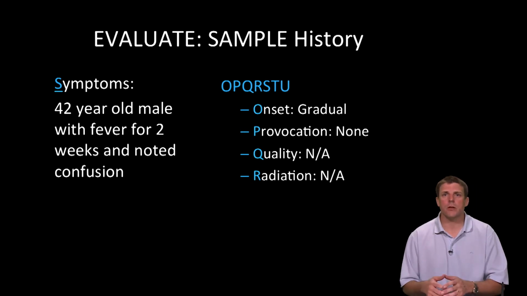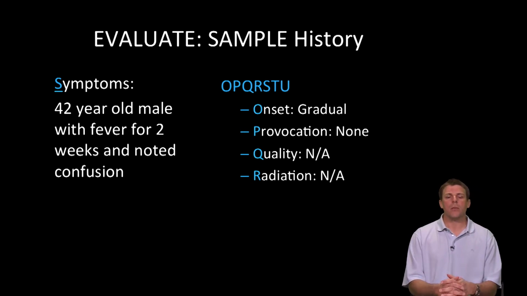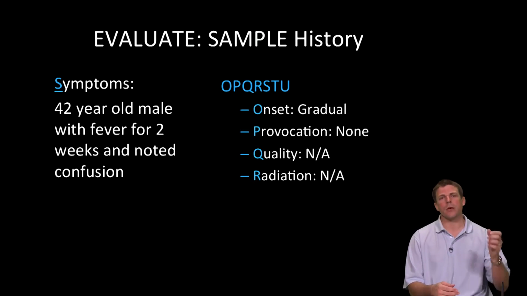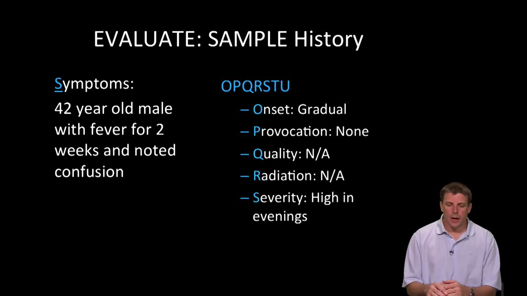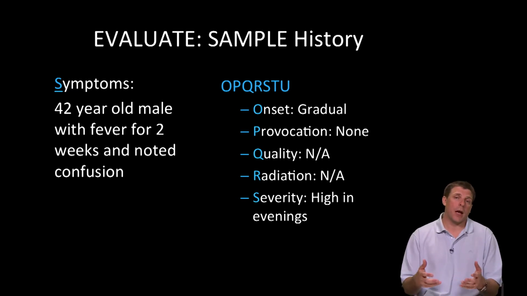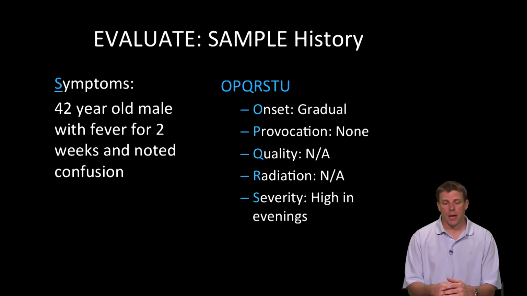R is radiation. Again, not so applicable here, much more applicable in the setting of pain. So if a patient has chest pain, does that pain radiate to their left shoulder? Does it radiate to their jaw or their neck or perhaps their back? That can be helpful in developing a differential diagnosis for the patient's presentation. And then S is severity. So in other words, how bad is the patient's symptom? In this case, the patient's fever seems to be highest in the evenings, and it can be quite high.